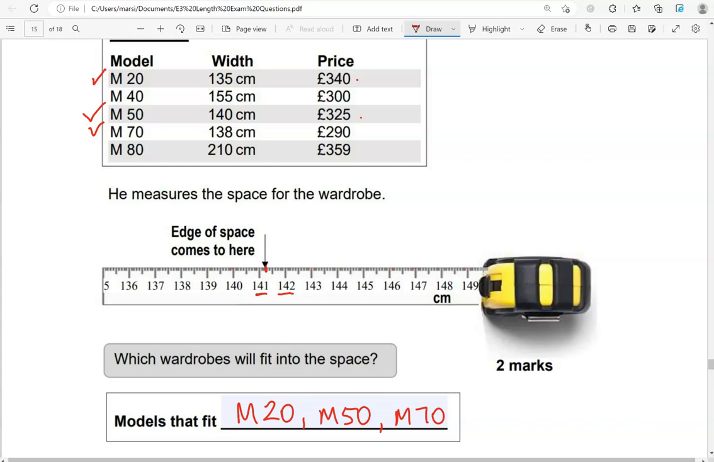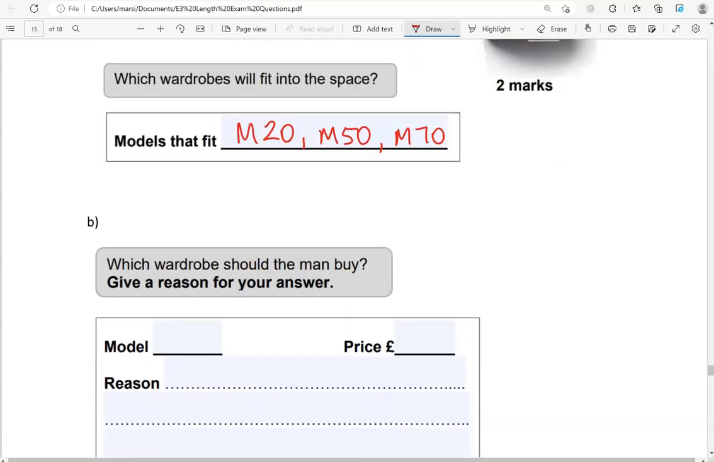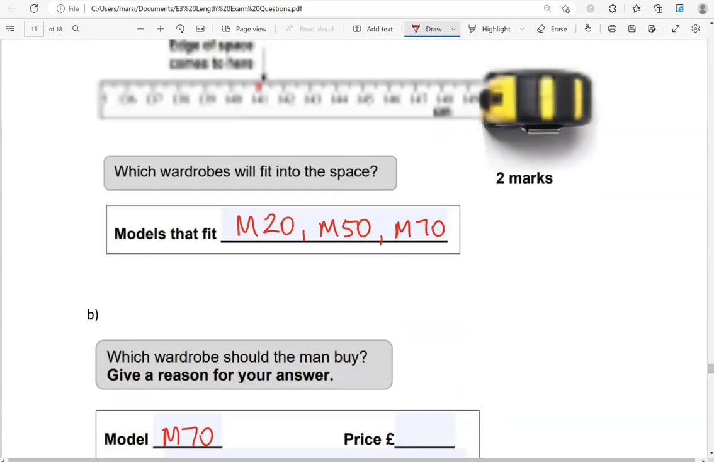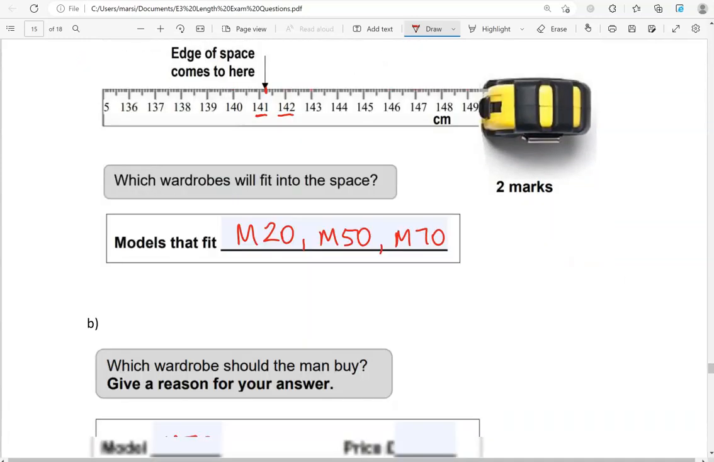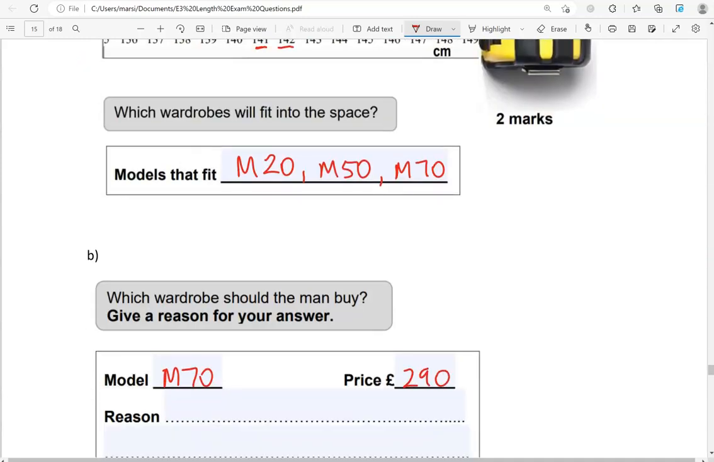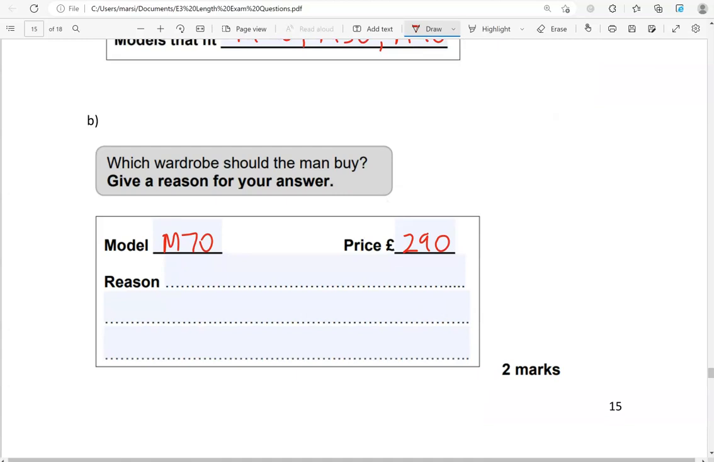M50 is 325, which is lower than 340, and M70 is 290, so it's the cheapest and it's also the widest. So I'm going to pick M70 with a price of £290, and I'm going to say the reason is that it is the widest that fits and the cheapest.